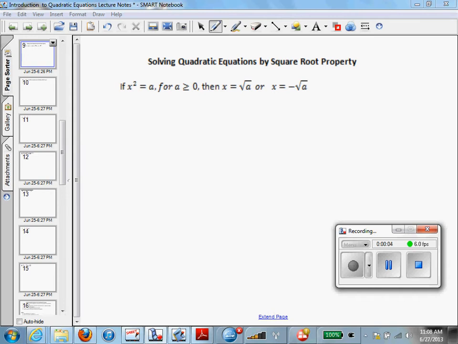Hello and welcome to solving quadratic equations by the square root property.